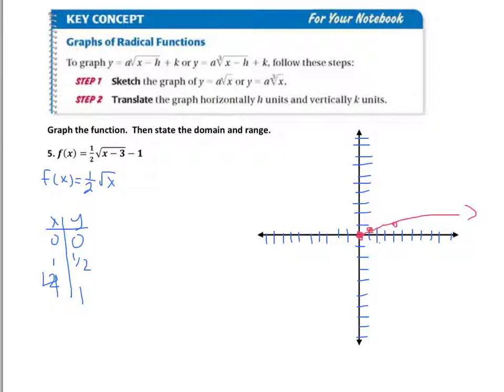Now what they're saying to do, what does the 3 mean? This means 3 right, down 1. So start at 0, 0 and move 1, 2, 3 to the right, down 1. Start at the 1 half and move 1, 2, 3 to the right, down 1. Start at 4 and move 1, 2, 3 to the right, and down 1.